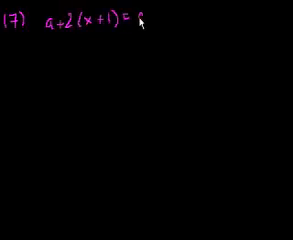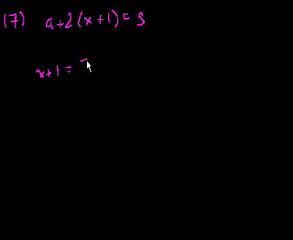All right, we're in the home stretch of this first, I guess we could have called it almost experimental section, but hopefully it's been working out decently. So we're on number 17. Number 17, and it says if a plus 2 times x plus 1 is equal to s, what is x plus 1 in terms of s and a?